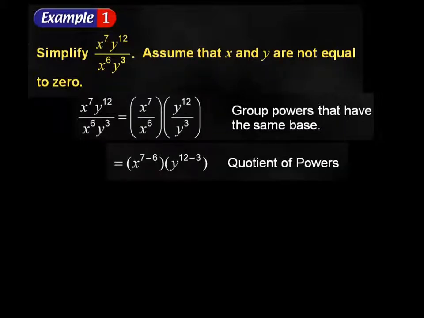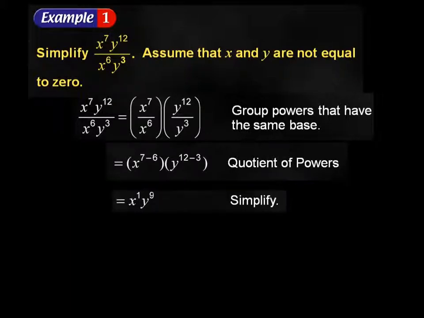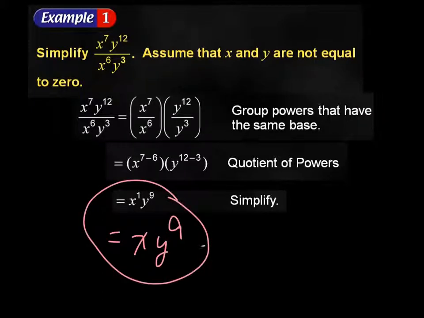Using the quotient of powers rule, we subtract 7 minus 6 and 12 minus 3. And 7 minus 6, of course, is 1. 12 minus 3 is 9. Now, normally we would write x to the 1, which means I have one factor of x, so we just write that as x, y to the 9th. I would accept either answer, but this is what you're going to see in the back of the book.